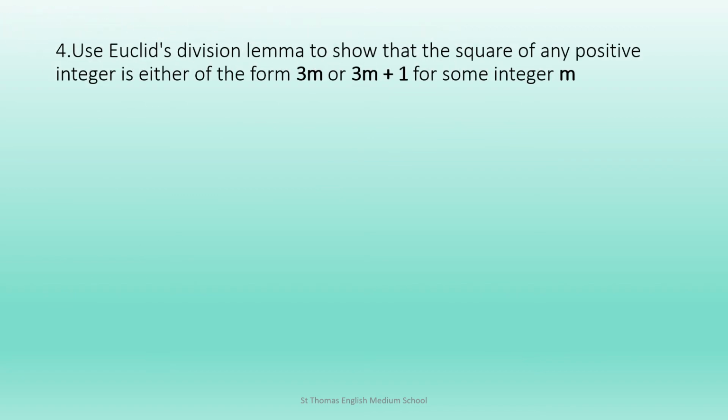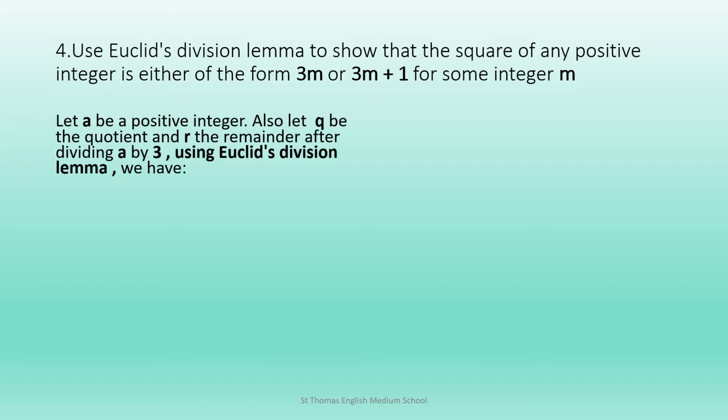Question number 4. Use Euclid's division lemma to show that the square of any positive integer is either of the form 3m or 3m plus 1 for some integer m. So you are taking, let a be a positive integer. Also let q be the quotient and r be the remainder after dividing a by 3. That is, here a is the dividend and 3 is the divisor. Using Euclid's division lemma, we have a equal to 3q plus r, where 0 less than or equal to r less than 3.